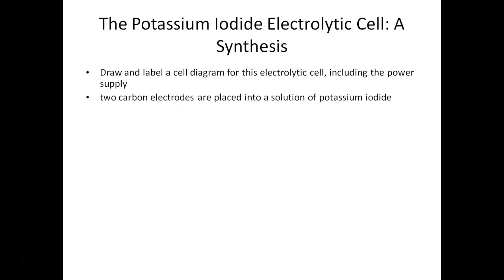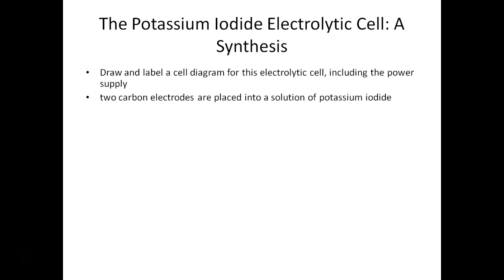Okay, so let's take a look at a prime example, a potassium iodide electrolytic cell. This is a very common one that we look at. And what we're going to do is place two carbon electrodes in it so that we don't have to worry about the electrodes interfering with our reaction.